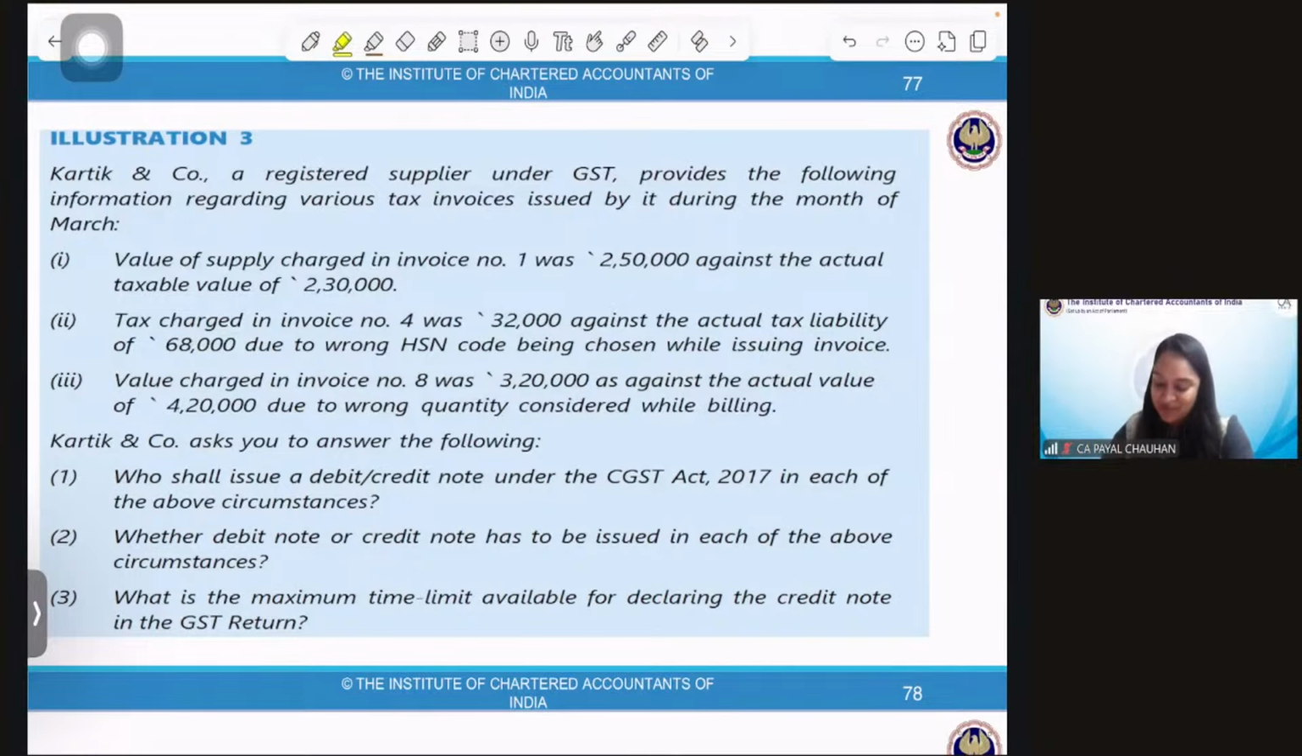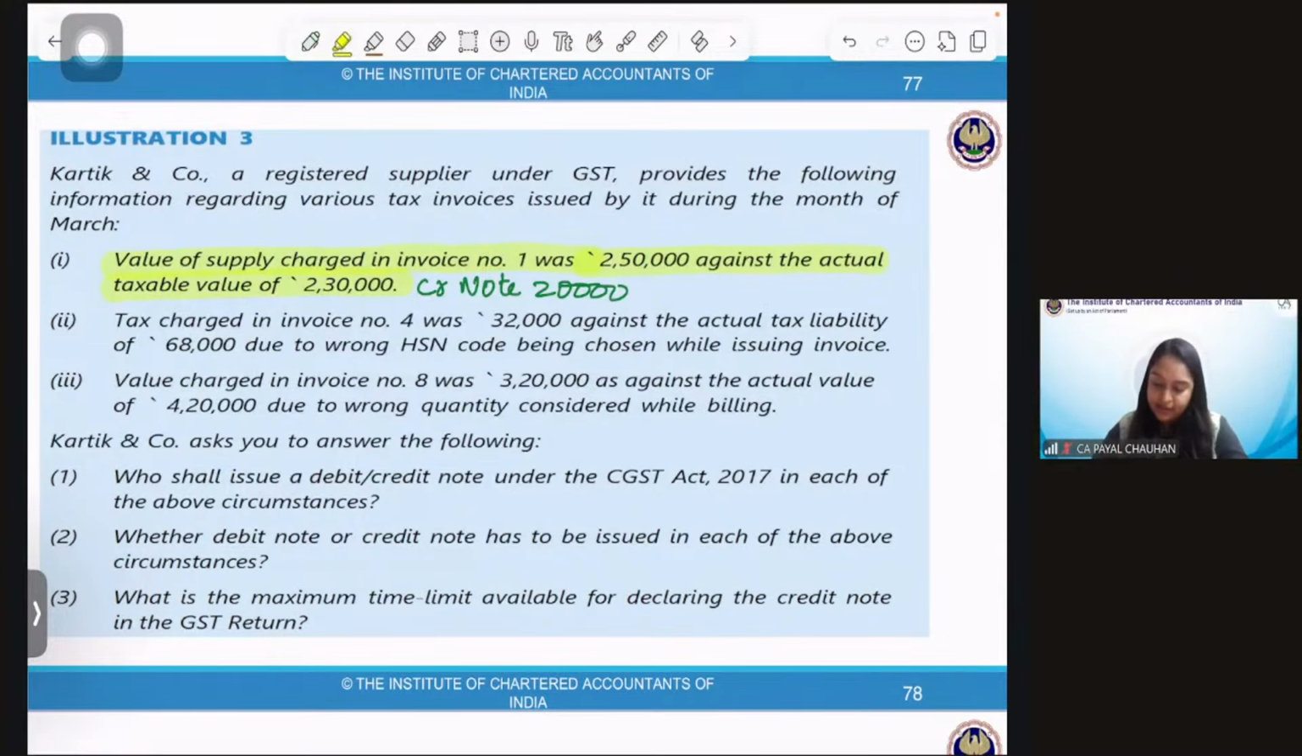Now, I'm coming back. Value of supply charged in invoice number one was 2,50,000 against the actual taxable value of rupees 2,30,000. You answer. I charged the invoice for 2,50,000 rupees, though the actual value was 2,30,000. Yes, I have to issue a credit note of rupees 20,000. Everyone correct.